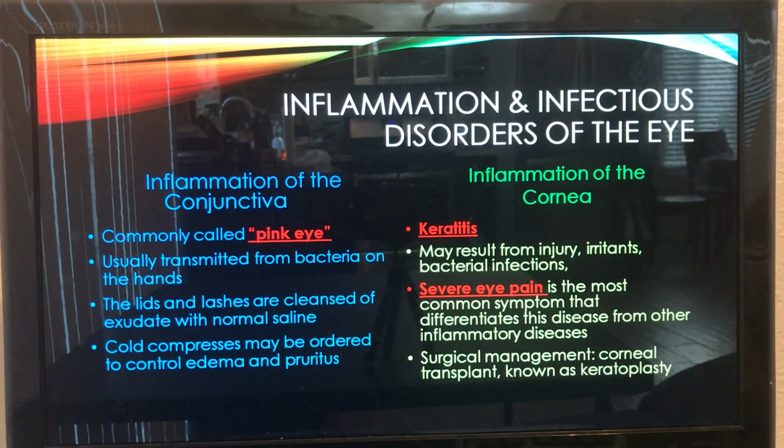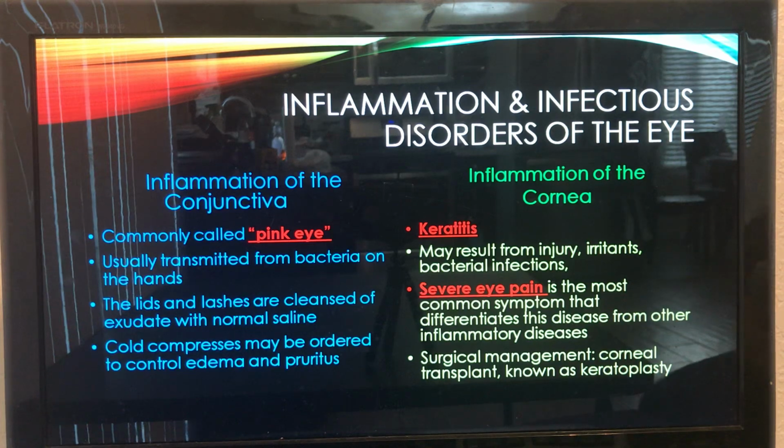So you have inflammation of the conjunctiva, that's the inner lining of the eyelid. So this is known as pink eye. It's usually transmitted from bacteria on the hands. The lids and lashes are cleansed of exudate with normal saline, and you can use cold compresses to help control edema, pruritus, and the inflammation.